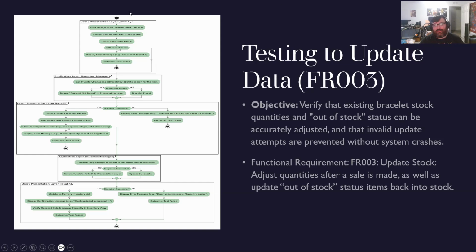So starting out, the user would be on the home page. They would click the update stock section. It should prompt the user to input a bracelet ID that they may want to update. Then the tester inputs that bracelet ID. It checks to see if the format is valid. If no, it displays the message invalid ID format, and the test fails.